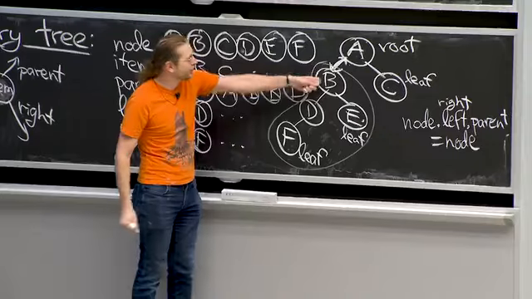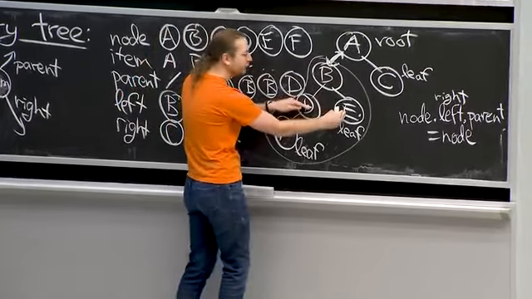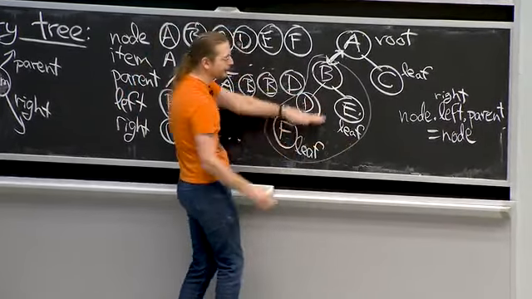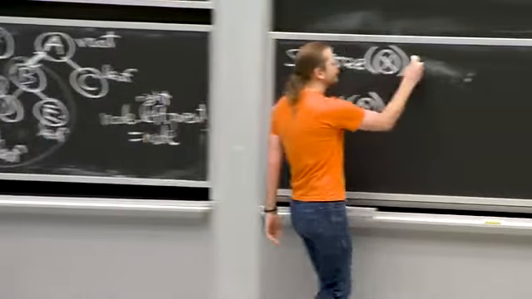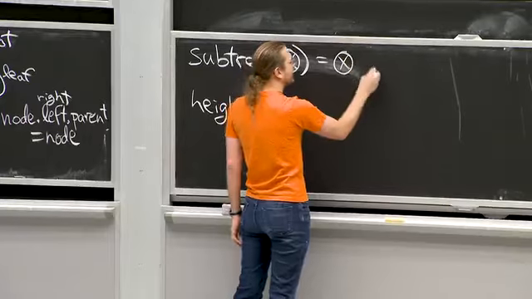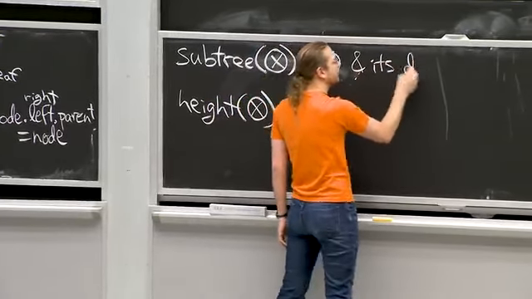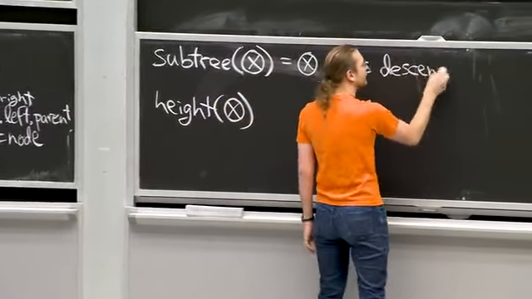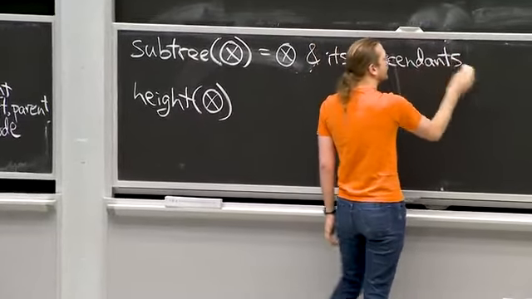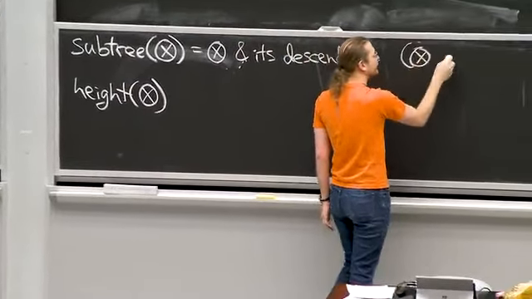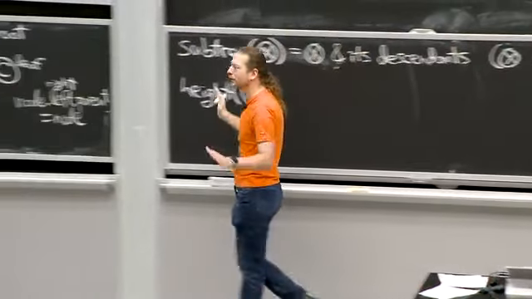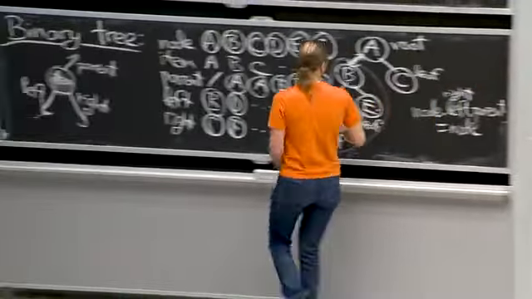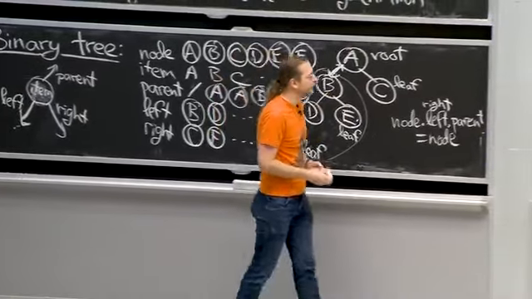Okay, but ancestors are useful. Descendants are also useful. So the descendants of B are all of its children and all of its grandchildren and all the way down, but just within the subtree. So subtree of X consists of X and its descendants. And we think of X being the root of that subtree. So we're kind of forgetting about everything outside of the subtree when we talk about subtree of X.